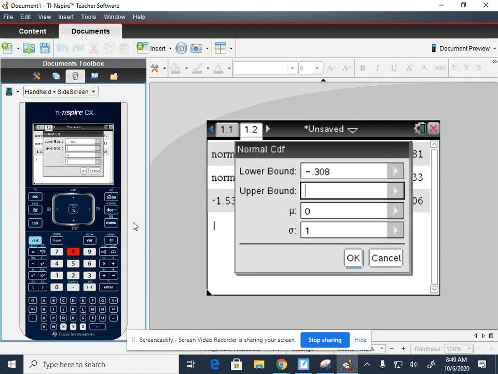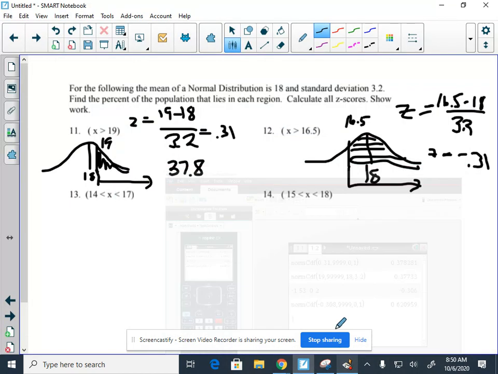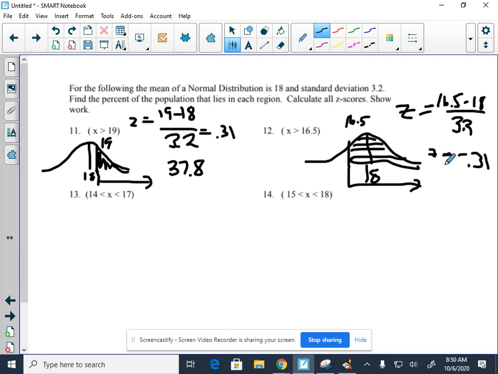If you want to do it with 308 like it had it, that's fine. It'd be more accurate if you did it with the raw scores. Again, with the raw scores, you could go from 16.5 to 99999, put in the 18 and the 3.2. But this one should have gotten about 62.1%.